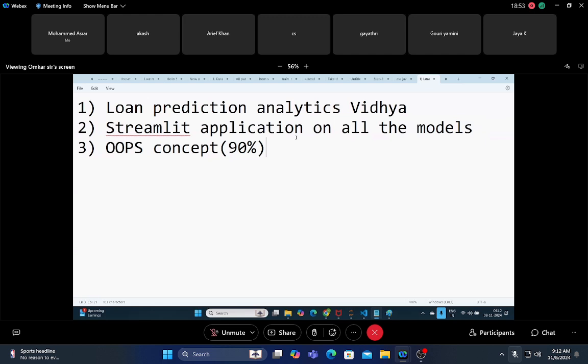For all the models, only the Python file is completed. You need to create a Streamlit application. Complete that. That is a good UI, and that is the real thing we need to show the client. How to show the image in Streamlit: st dot image. You want to show any ROC AUC curve.